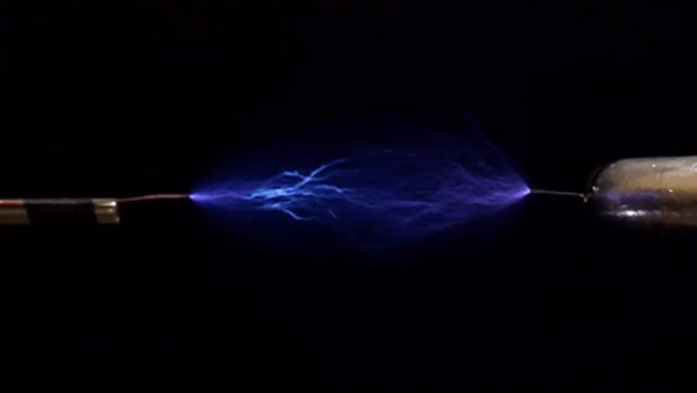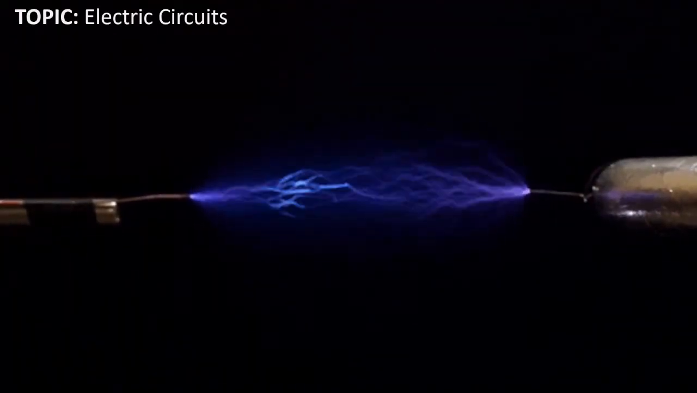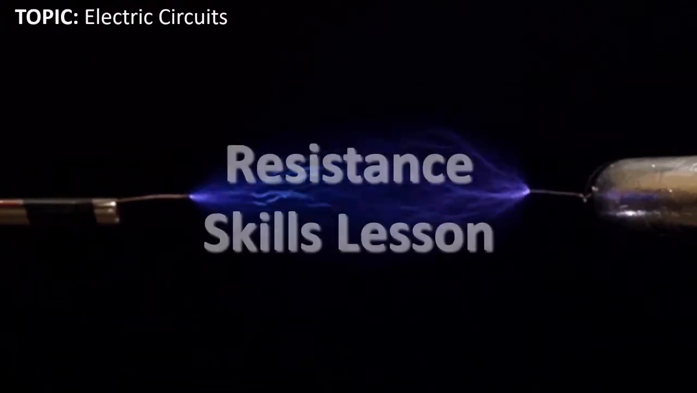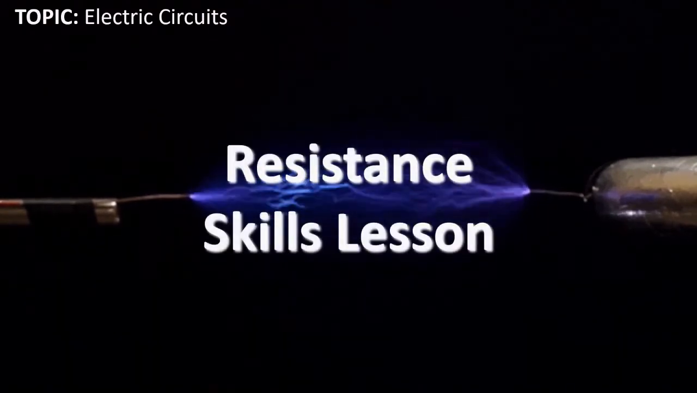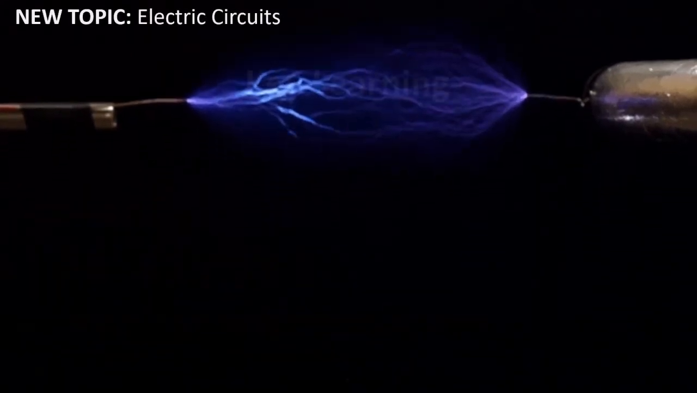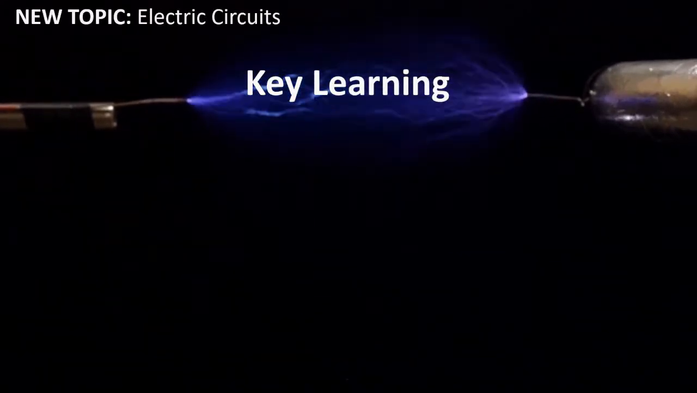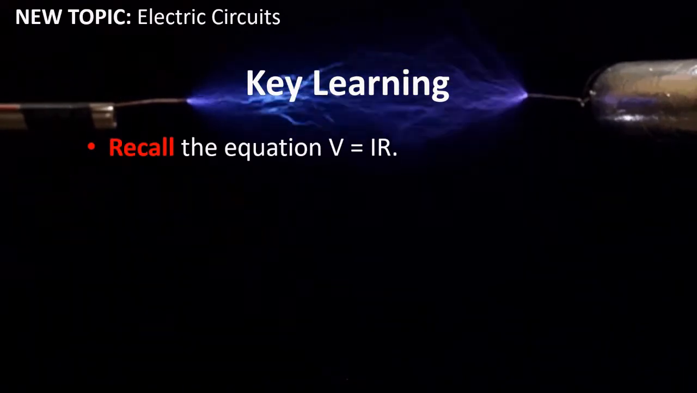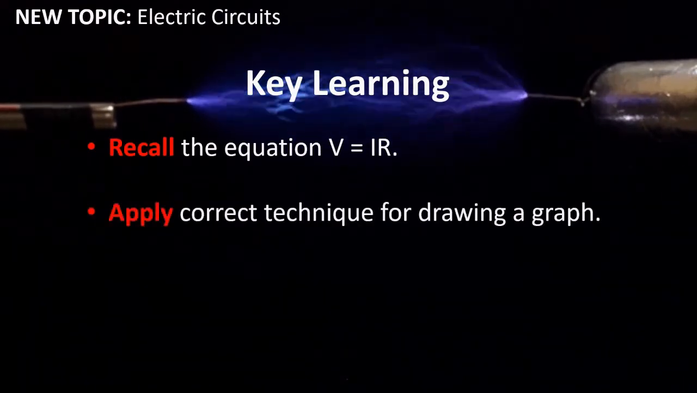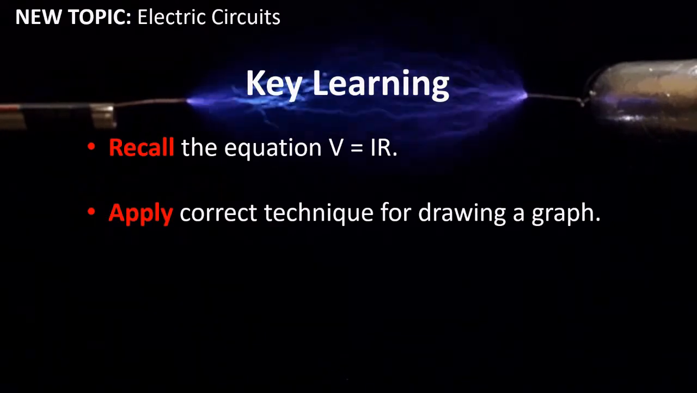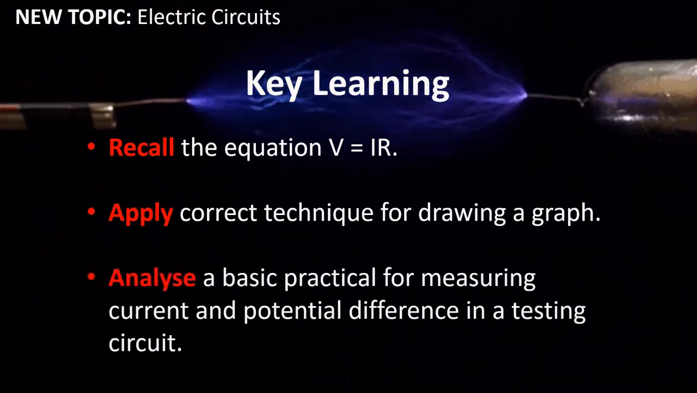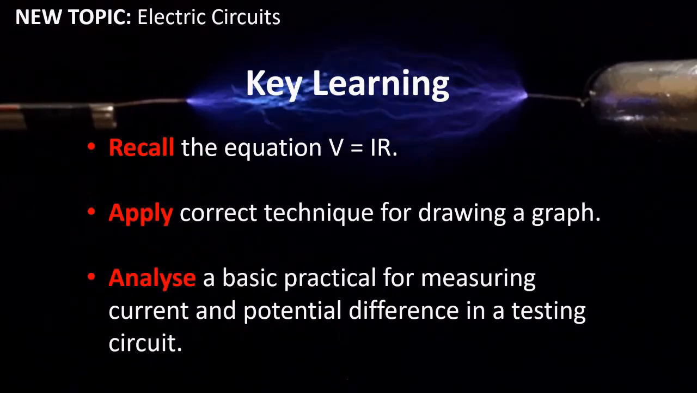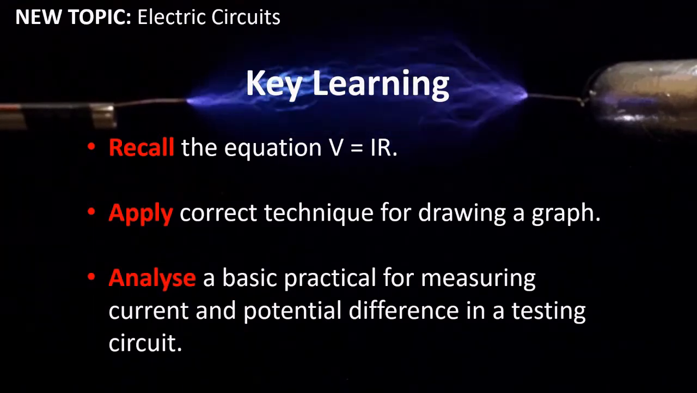Hello and welcome to your next lesson in the electric circuits topic. Today we're looking at resistance again, but we're going to do a skills lesson. Your key learning points for today are: recall the equation V equals IR, apply correct technique for drawing a graph, and analyze a basic practical for measuring current and potential difference in a testing circuit.